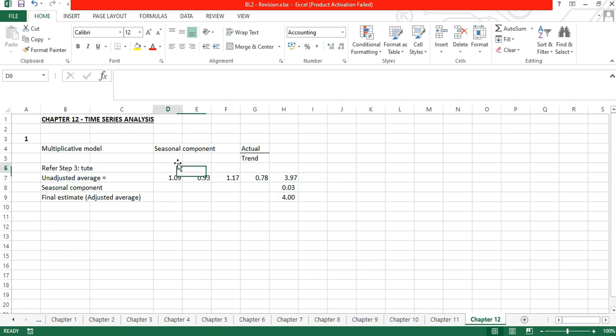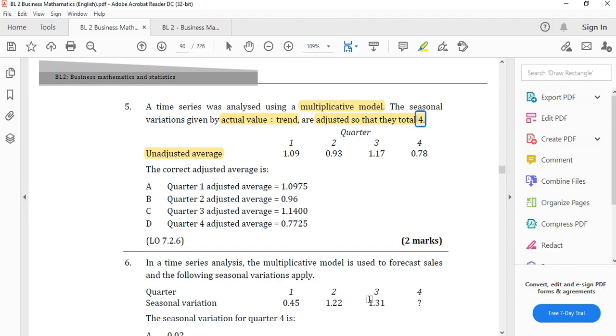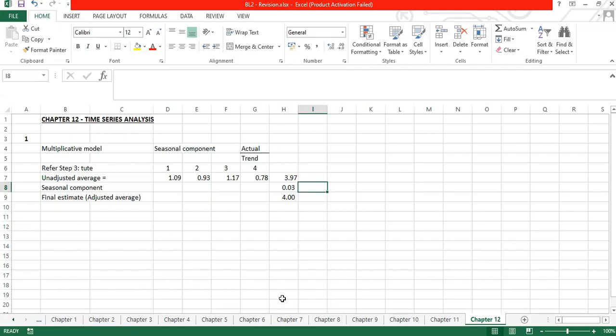Then 0.03 is to be spread over 4 quarters. So 0.03 divided by 4 will be 0.0075, not 0.01, it has decimals. So this particular value, copy and paste into here.